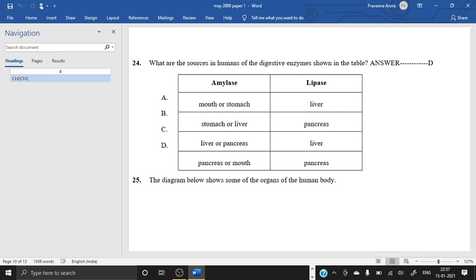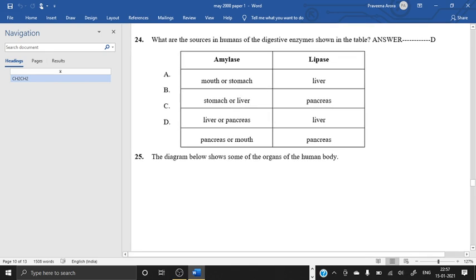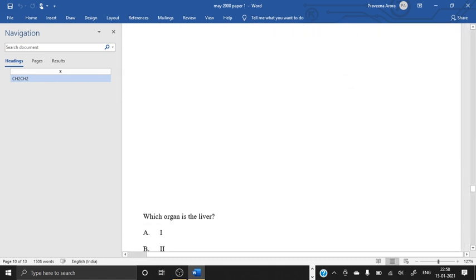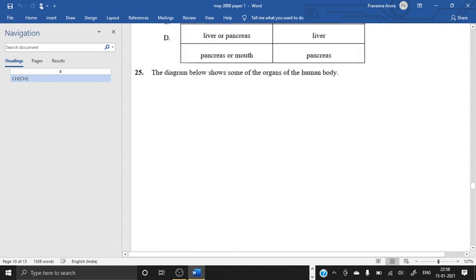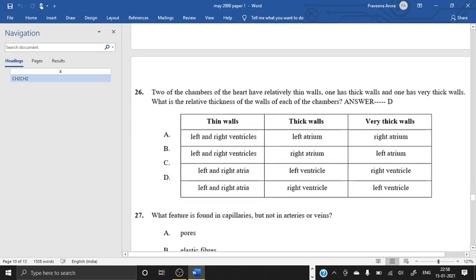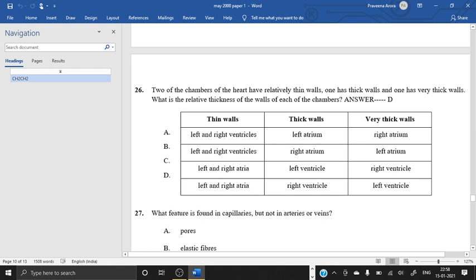I will not be sharing with you the 25th question because it has a diagram. The diagram below shows some of the organs of the human body. As such, I do not have that diagram, so I cannot show you that diagram and give you the answer. So when I get a diagram from somewhere, with the proper question, then only I will be able to discuss this 25th question. Then is the 26th question.